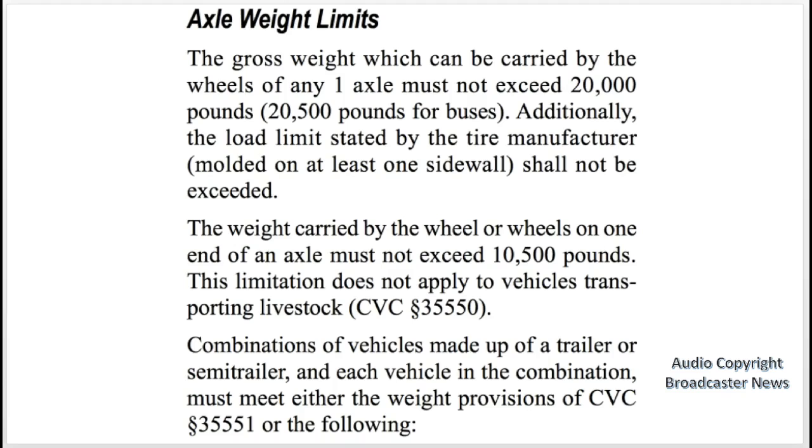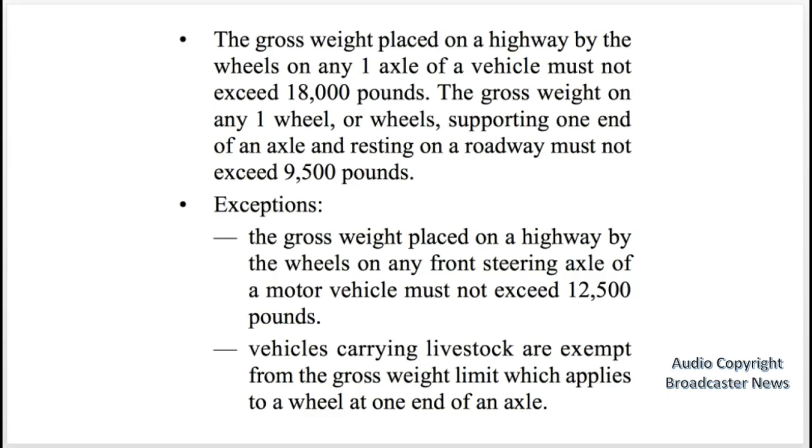Now, combinations of vehicles made up of a trailer or semi-trailer, and each vehicle in the combination, must meet either the weight provisions in CVC 35551 or following. The gross weight placed on the highway by the wheels on any one axle of a vehicle must not exceed 18,000 pounds. The gross weight on any one wheel or wheels supporting one end of an axle and resting on a roadway must not exceed 9,500 pounds.